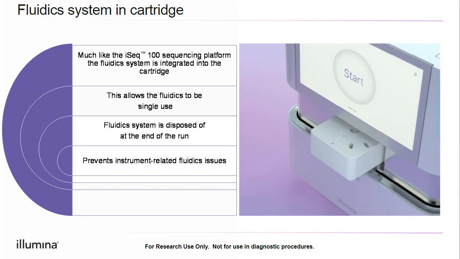Something that you might not be familiar with on our other platforms that is new with the NextSeq 2000 is that it has a fluidics system integrated within the cartridge. This is much like the iSeq 100 sequencing platform, and it allows for the fluidics to be single use. The fluidics system is disposed of at the end of each run, and it helps to prevent instrument-related fluidics issues.